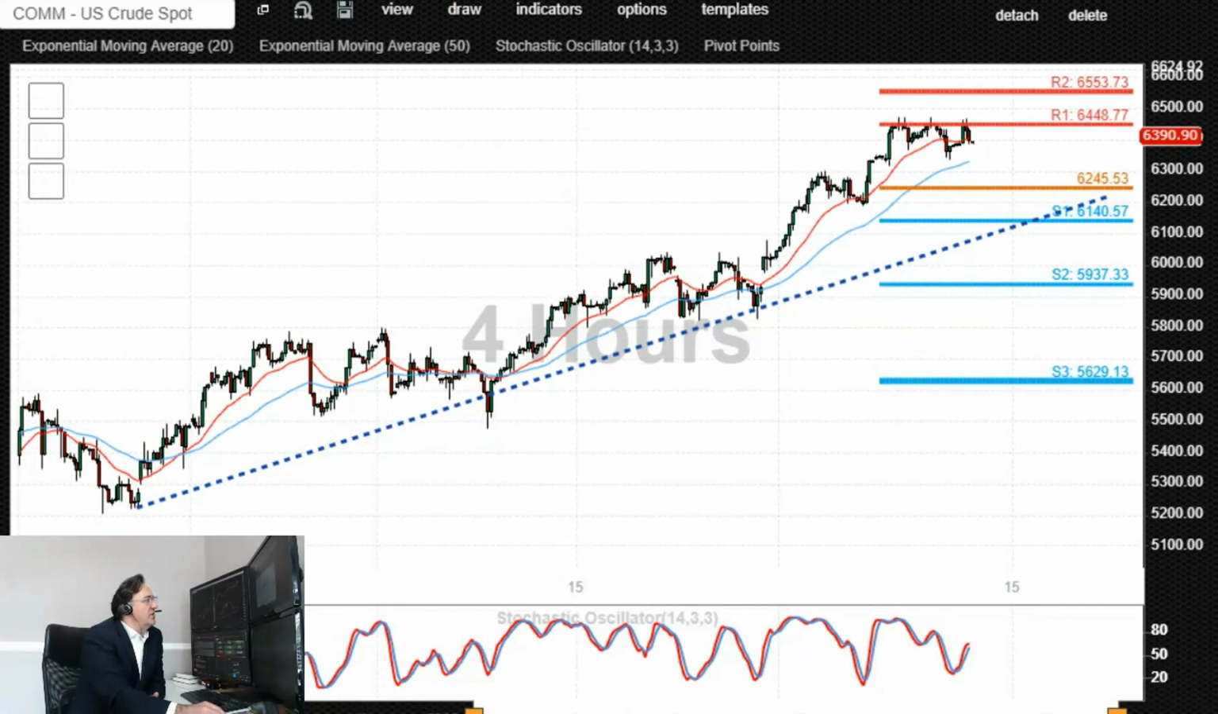Lastly, let's take a look at crude. Crude is uptrending quite nicely. We had a massive oversupply in inventories over the past couple of weeks, but the crude oil is continuously moving higher with the sequence of higher highs and higher lows.